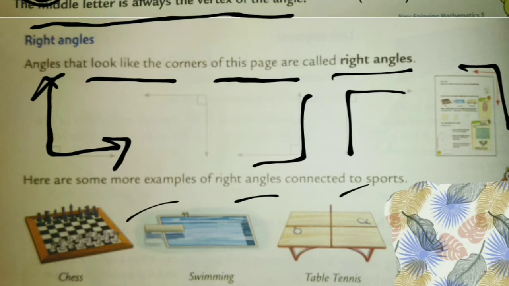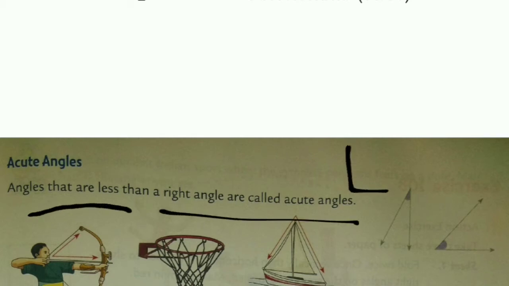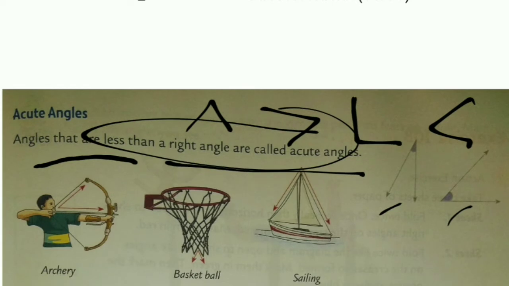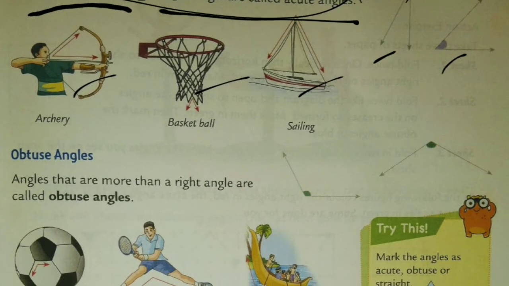You can see. Next is acute angle. What is acute? Acute means small. So, an angle that is less than a right angle. See, this is a right angle and this is less than, this is less than, this is less than. So, these are the varieties of acute angle. Acute angle means less than a right angle. These are the examples of acute angle.